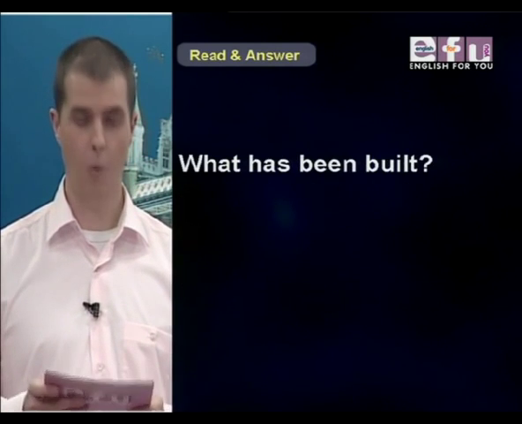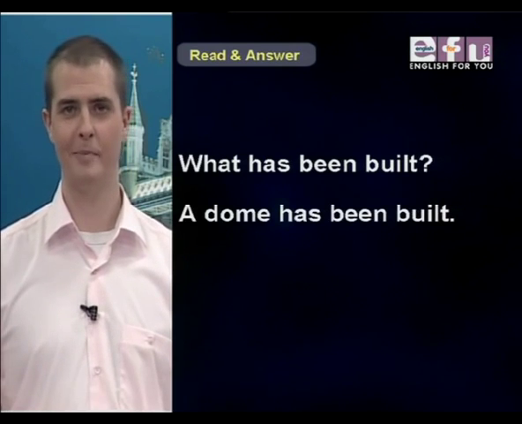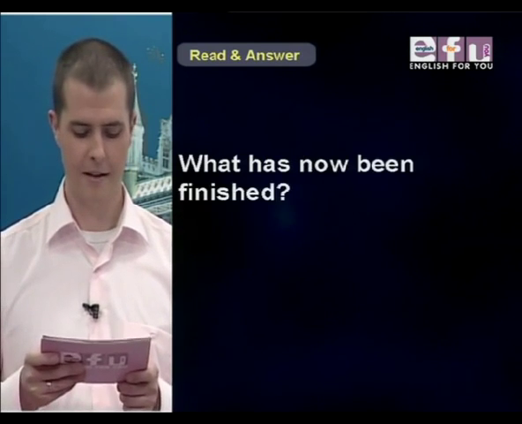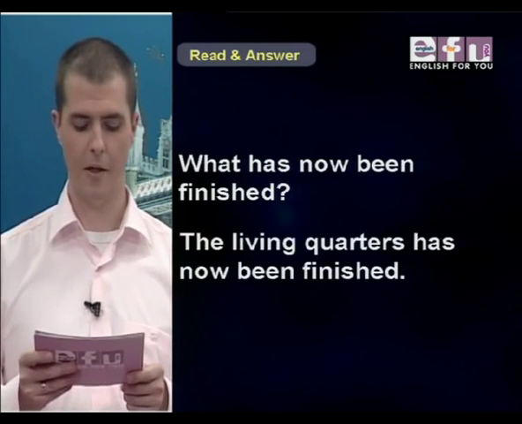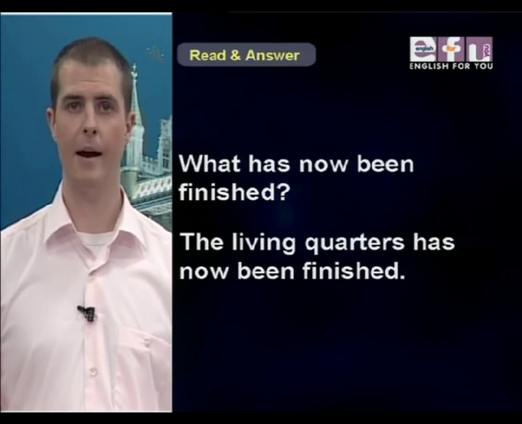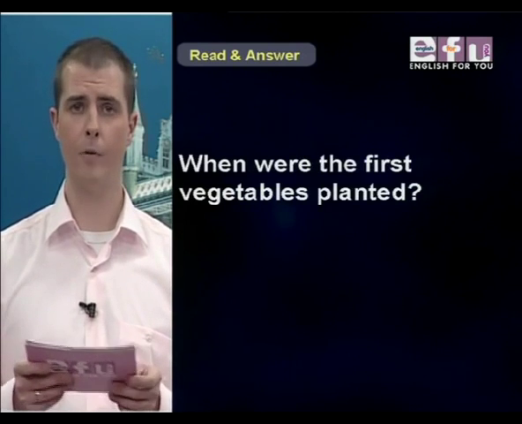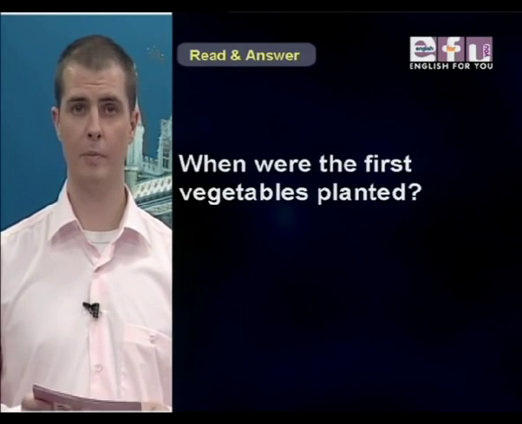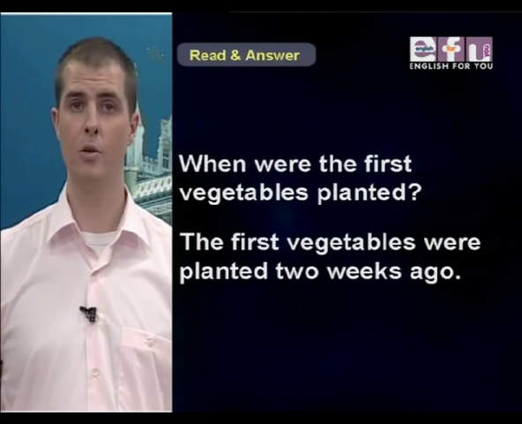Number 3, what has been built? A dome has been built. Number 4, what has now been finished? The living quarters has now been finished. Number 5, when were the first vegetables planted? The first vegetables were planted 2 weeks ago.